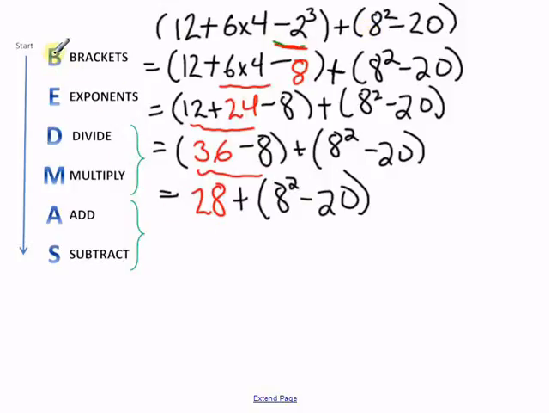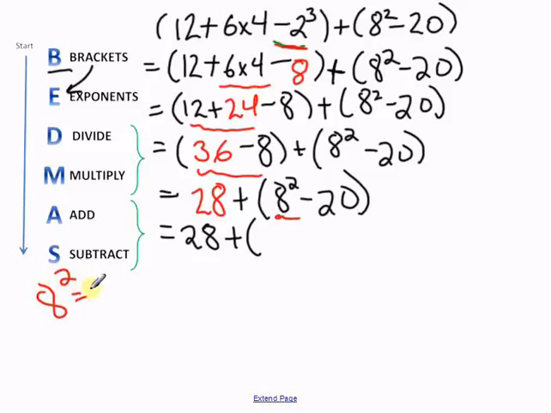So now again, I still have to think BEDMAS. Are there brackets left? Yes, there is right here. There's a set of brackets. Inside that bracket, there's an exponent right here. 8 squared minus 20. This does not mean 8 minus 20 and then square it. It means I have to figure out how much is 8 squared first, so I know how much I have to take 20 away from. So that's my next move right there. So 28 plus, I still have the brackets because I won't have an answer to the brackets yet. 8 squared.